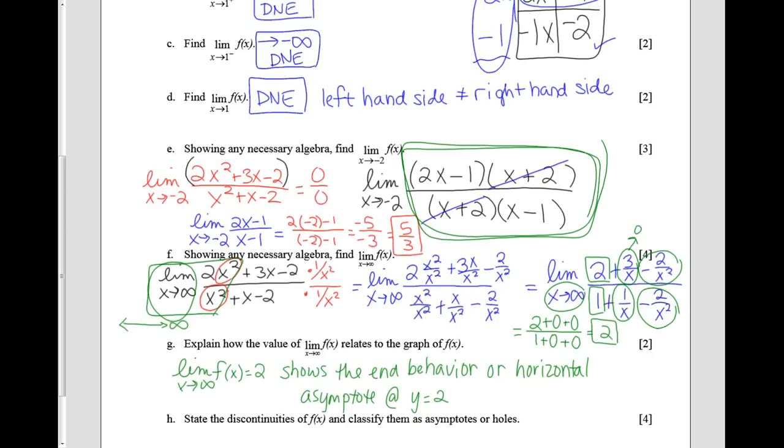I'm not allowed to divide by 0. So if x is equal to negative 2, I'm going to have a division by 0. And if x is equal to positive 1, I'm going to have a division by 0. The x is equal to negative 2 was the one that canceled out, so that made my hole in the graph. The x is equal to positive 1 would not reduce out, so that's what made my vertical asymptote in my graph.